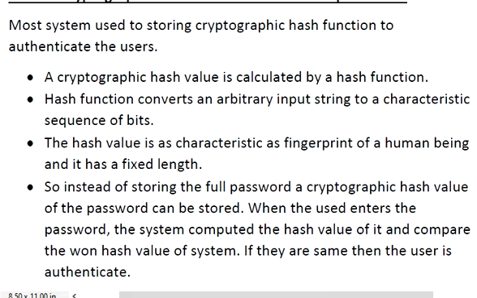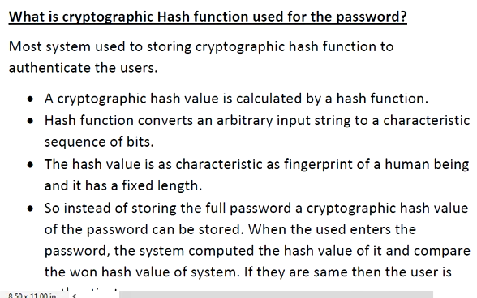Now the question is, what is a cryptographic hash function used for in passwords? Most systems store a cryptographic hash value for authenticating users. How does the process happen? A cryptographic hash function calculates a cryptographic hash value, and this function converts an arbitrary input string to a characteristic sequence of bits. The hash value is characteristic, like the fingerprint of a human being, and it is of fixed length.